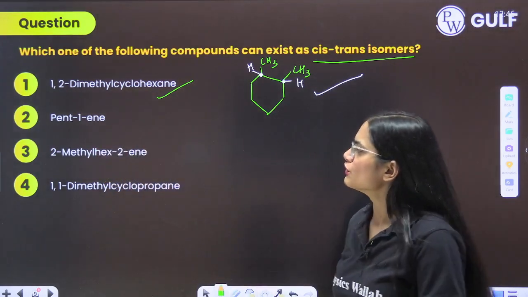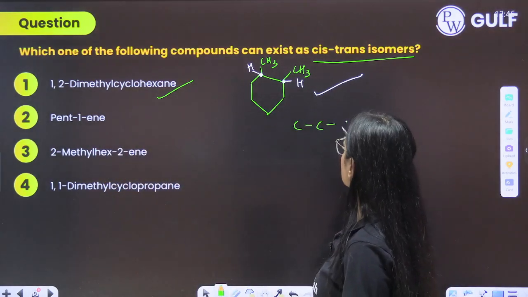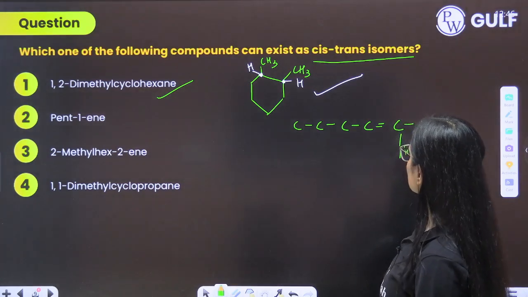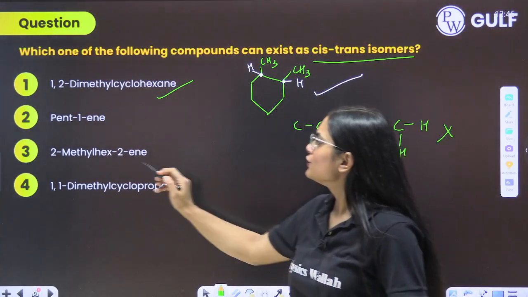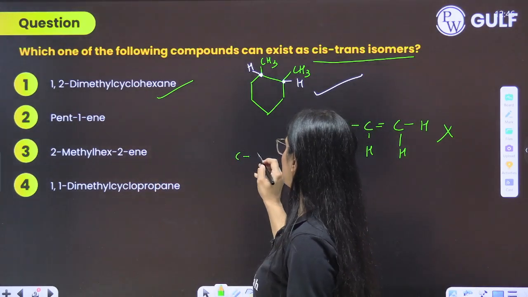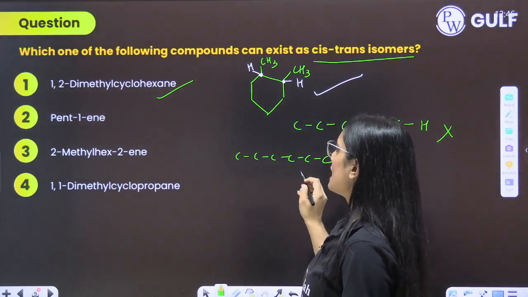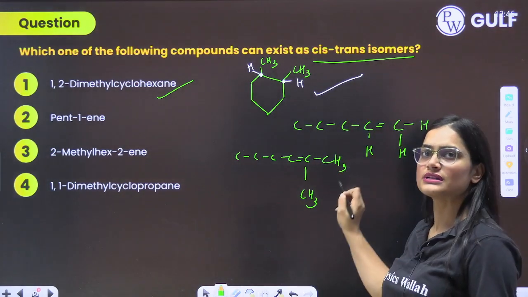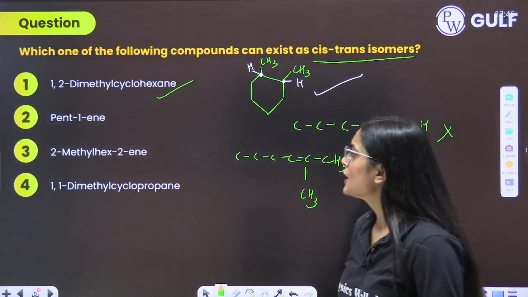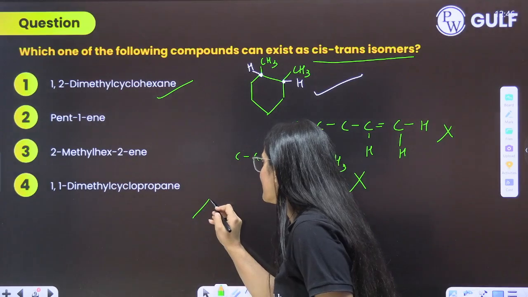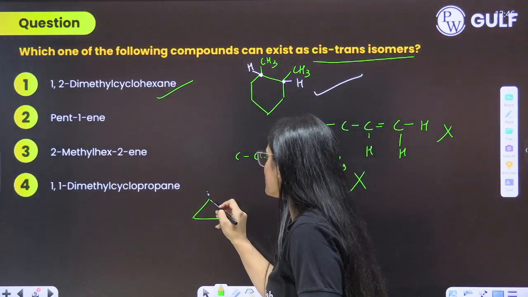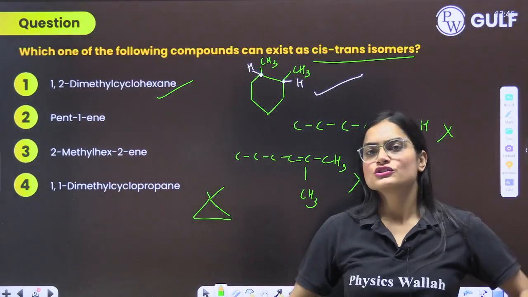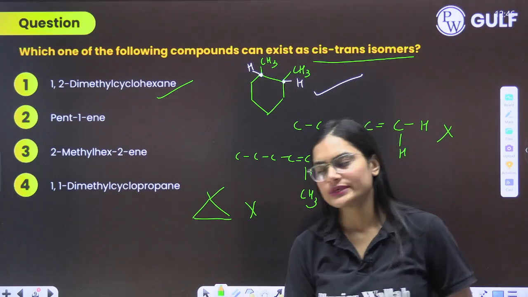Why not second, third or fourth? Because in second you have pent-1-ene, wherein at the first position you have 2 similar groups attached, so this is not going to show GI. You have 2-methylhex-2-ene, 1, 2, 3, 4, 5 and 6. At second position you have methyl. Here also you can see that the doubly bonded carbon has similar groups attached. That is not going to show GI. You have 1,1-dimethyl cyclopropane. Cyclopropane is this one, and at first position you have a CH3 group and a CH3 group. Of course the groups are the same, so it is not going to show GI. Option 1 here is the only answer.